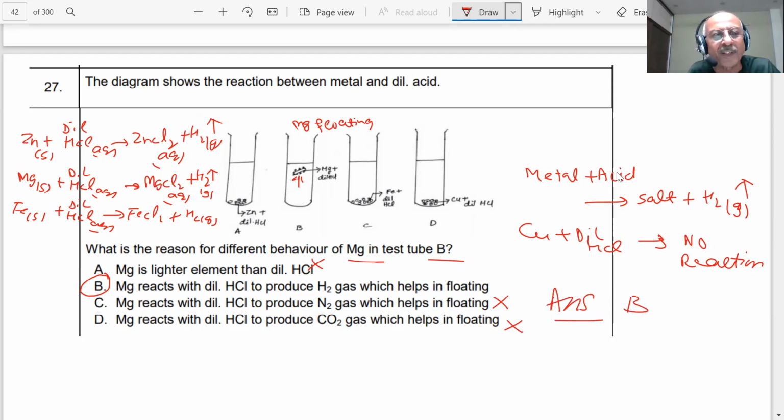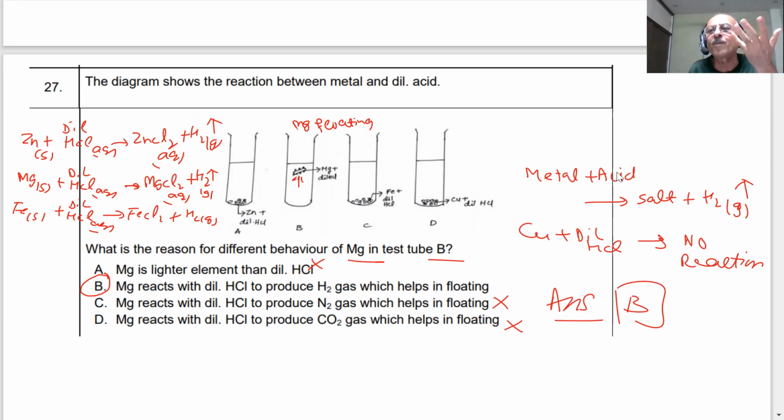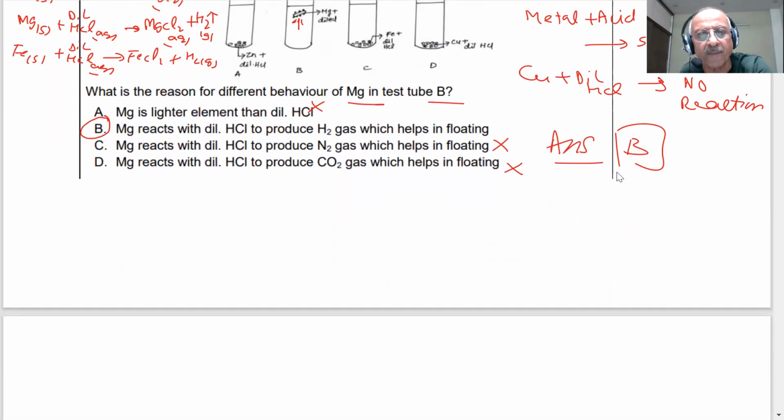I have explained in more detail, but without these reactions also you could have answered this question. Because magnesium reacts with dilute HCl, hydrogen gas is produced. That hydrogen gas sticks with the magnesium and takes it up in the test tube. As you can see, the magnesium is floating because the hydrogen gas takes it to the upper surface. Okay, next question.